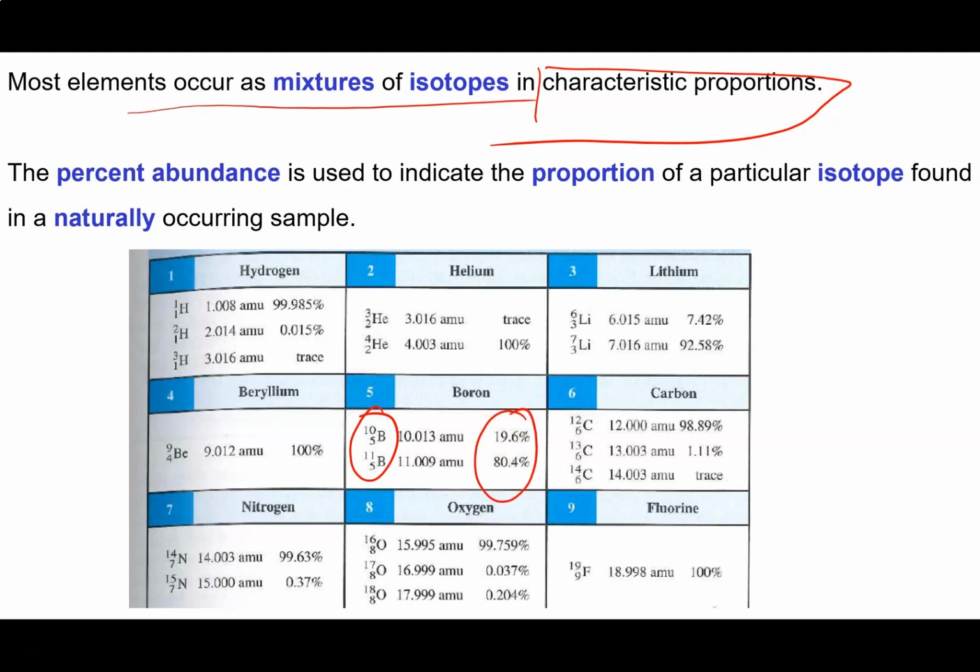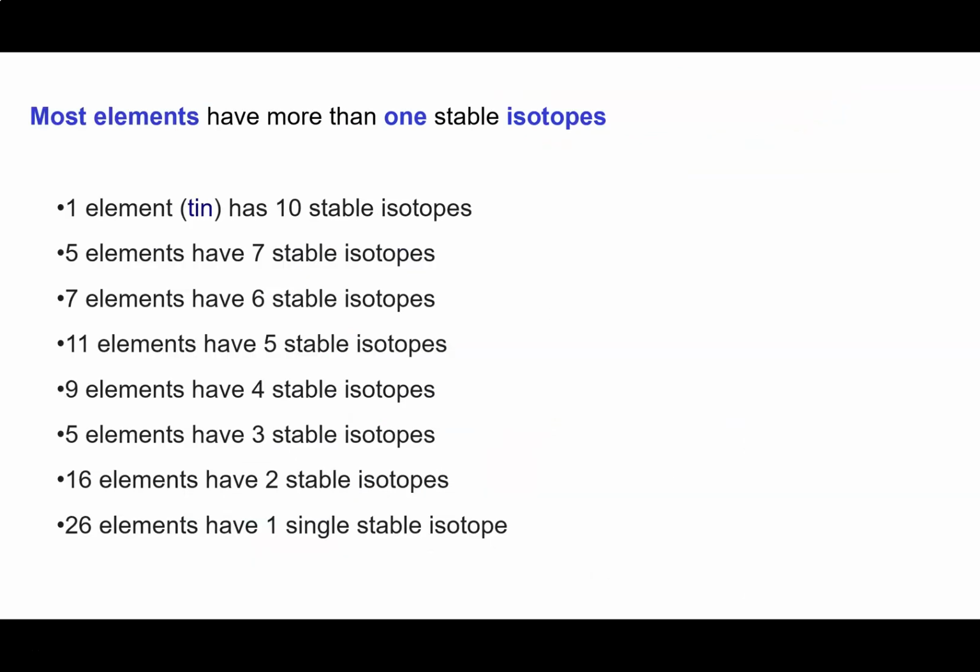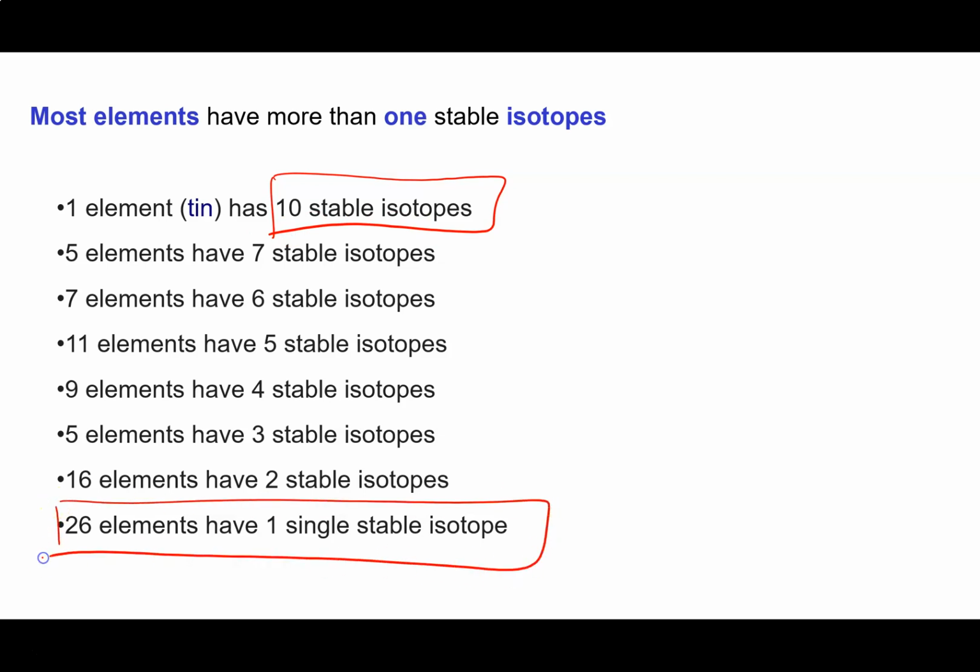Often we'll find that one isotope is found in much greater abundance than another, and we'll see an example later on of silver where there are 2 isotopes and there's approximately a 50-50 mix of both. So there's a wide range of these proportions. Most elements though have more than 1 stable isotope. Tin has the most with 10 stable isotopes. There are a bunch though that have only the 1 isotope, but most of them have more than one.